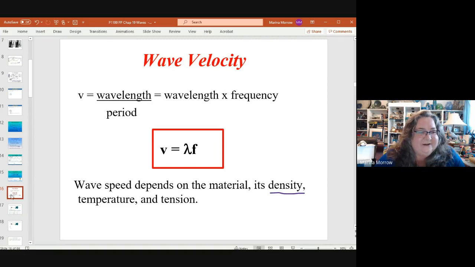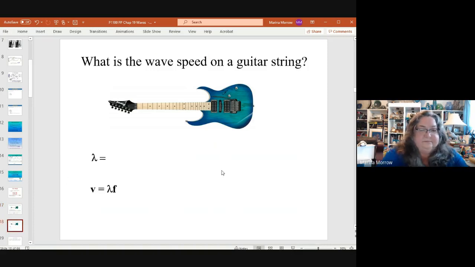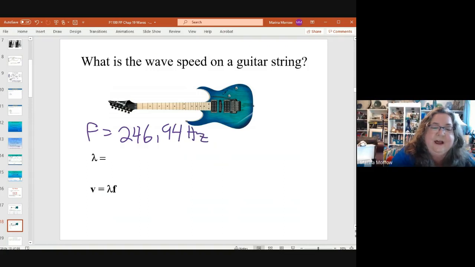Okay, so let's use this equation. Let's look at a guitar. So here's the wave. So let's find out what the wave speed is on a guitar string. And so let's just pick a string. Let's see. All right, so let's pick the B string. The frequency, if it was tuned, would be 246.9 hertz. So let's throw that in here. Frequency, 246.94 hertz.